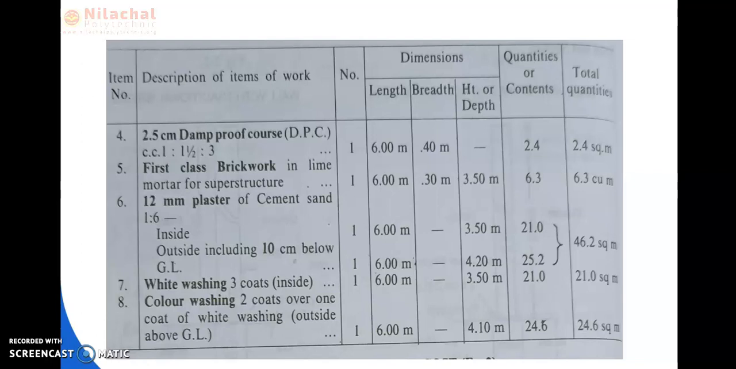Then we get the quantity. The number is 1, into length 6 meter, into height 4.10 meter, then we get the quantity 24.6 square meter. Okay, is that clear? Then we will discuss the remaining part of figure number 3 in the next class. This figure number 2 is totally completed. Okay, thank you.